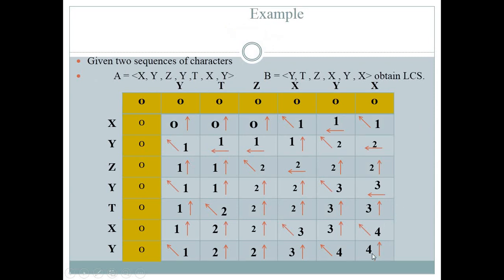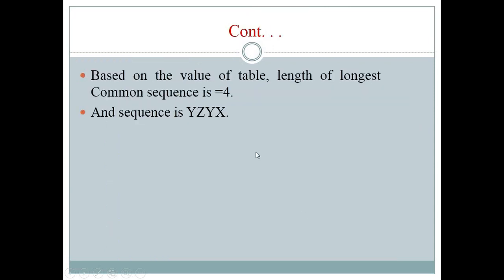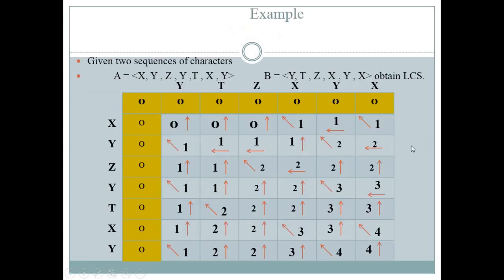Here we are getting 4, so 4 will be the longest common subsequence length. Our subsequence is yzyx. So the question is, how will we get our longest common subsequence in terms of characters?